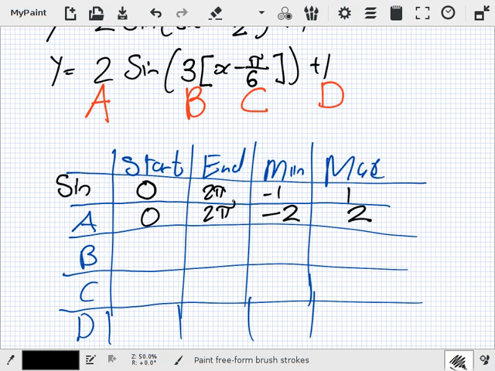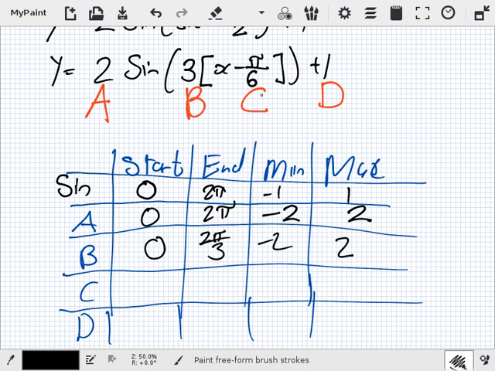Okay. Now, let's consider the effect of the B. So what is the effect of having a 3 here to the graph? Compresses it by 3. So, does it still start at 0? Yeah. But will it finish at 2 pi? No. It'll finish sooner. It reaches the end of its first cycle where? 2 pi over 3. Okay. Is the minimum affected? No. Is the maximum? No.